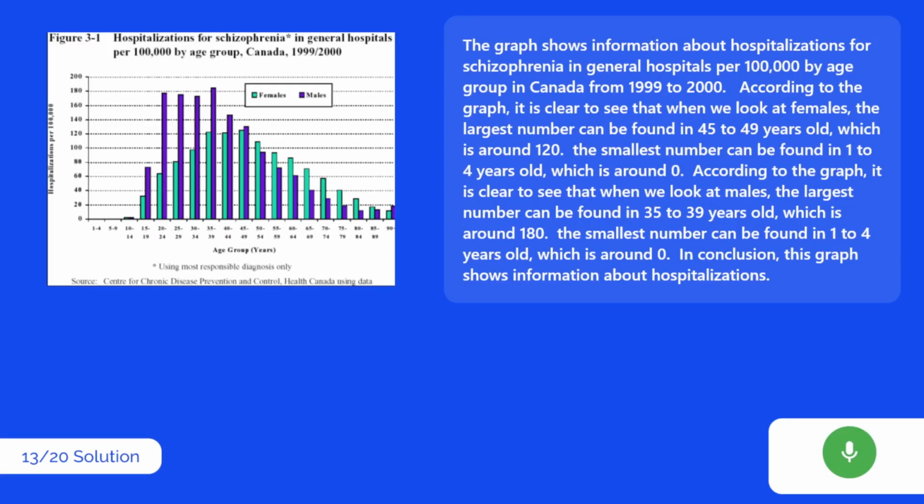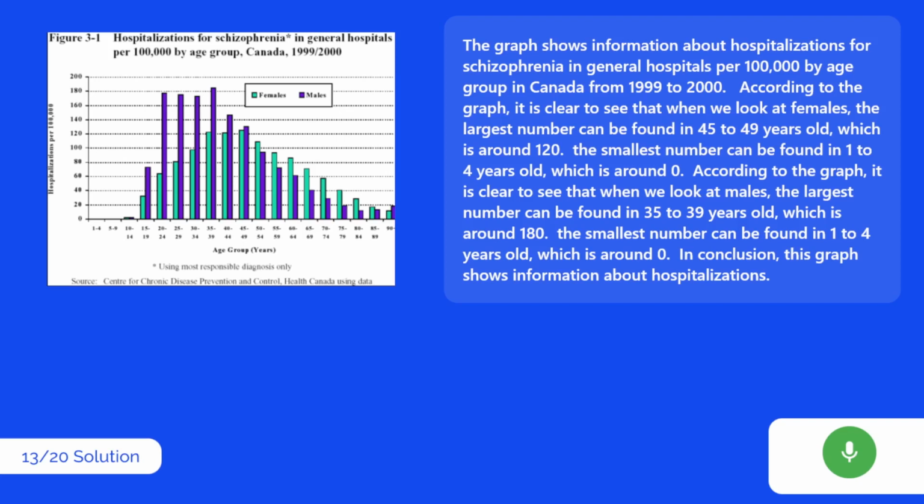The graph shows information about hospitalizations for schizophrenia in general hospitals per 100,000 by age group in Canada from 1999 to 2000. According to the graph, when we look at females, the largest number can be found in 45 to 49 years old, which is around 120. The smallest number can be found in 1 to 4 years old, which is around 0.